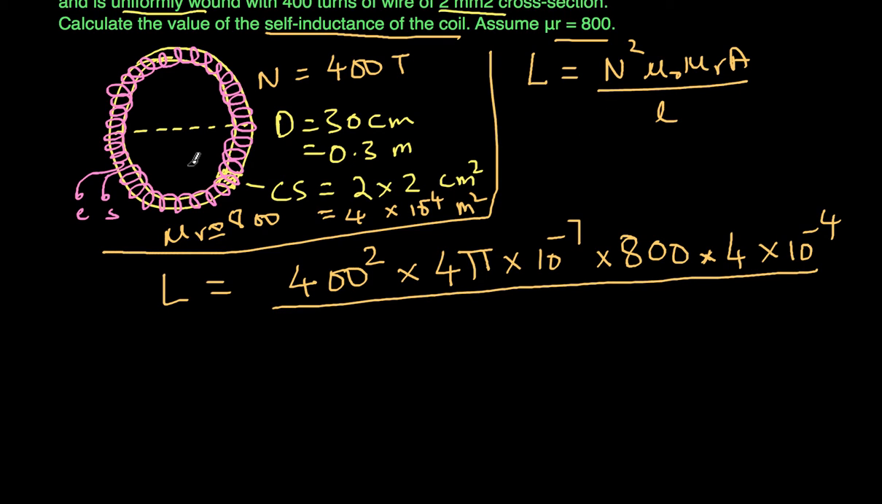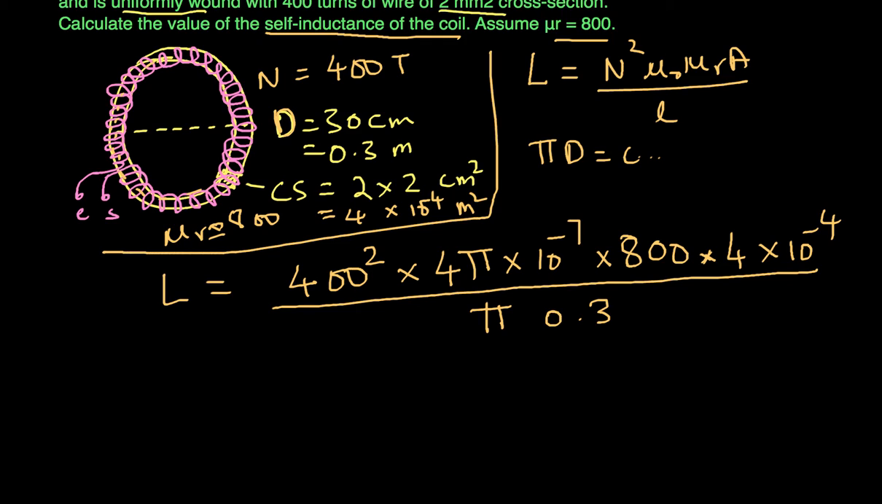So what is the length of this thing? The diameter is given. So the length of the entire core, or the length of the coil itself. If the diameter is 0.3 meters, the circumference will be pi d. So this will be the circumference, and I'll write pi into d. So this is my entire formula.